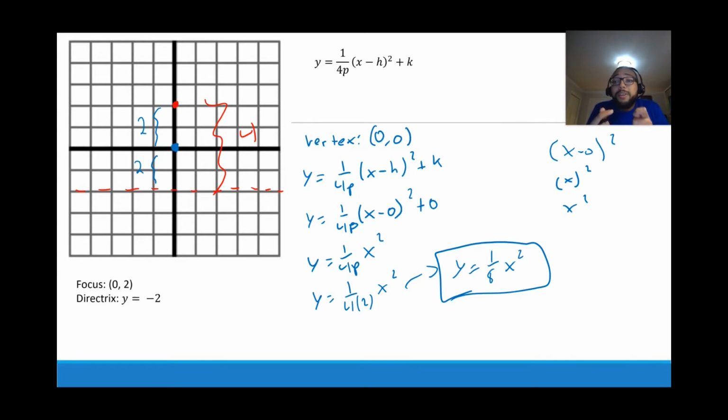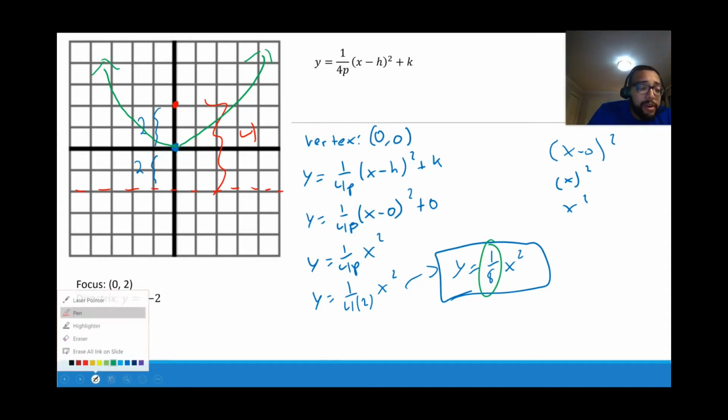Remember, the focus is being hugged by the parabola. So it's on the inside of my parabola. Again, it's not perfect, but my concern really is the equation. So this opens up. That means this value is positive. If that value, that 1/8, was negative, then it would open down. So that's one way I know it. Second way I know that it must open up is my focus.